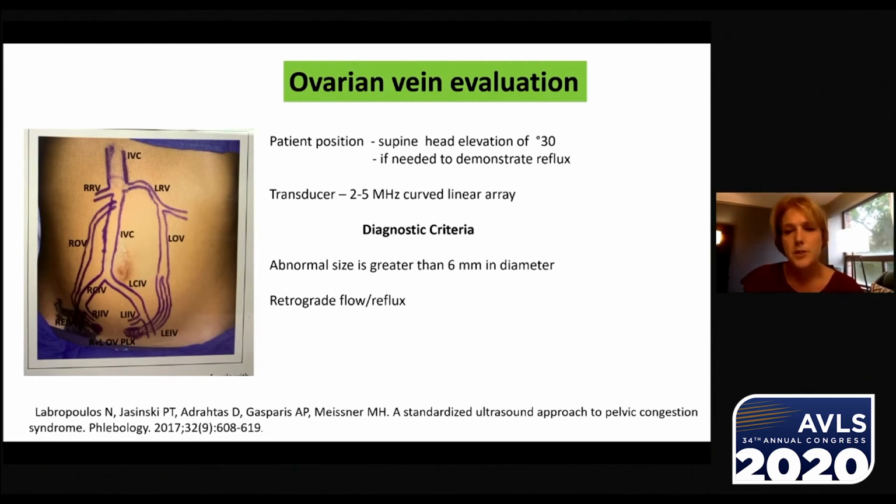So patient position is the same. They're going to be supine with their head elevated to 30 degrees. Transducers, 2 to 5 megahertz, and diagnostic criteria is an abnormal size greater than 6 millimeters in diameter, although there are reports of smaller ovarian veins demonstrating reflux as well. And then we really want to try to demonstrate retrograde flow or reflux if at all possible.